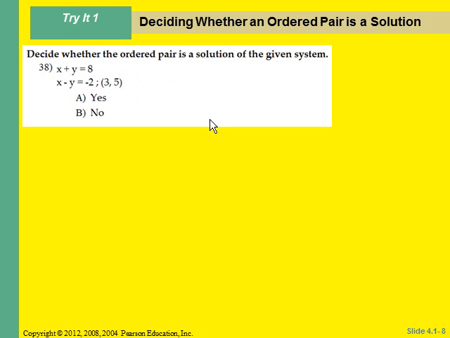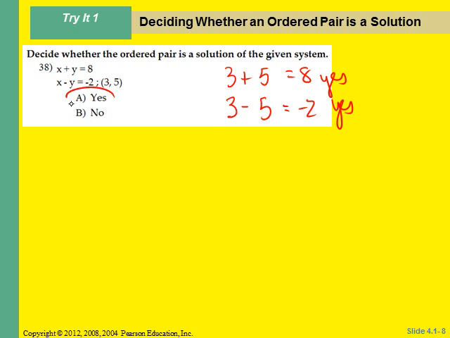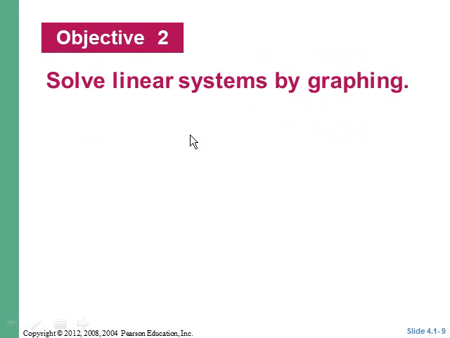How about this one? 3 plus 5 is 8, so it does work for the first one. 3 minus 5 is negative 2, so it does work for the second one, so it is a solution. So that's pretty much how you do those.